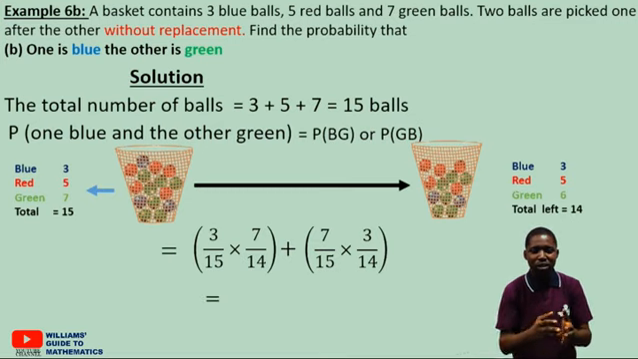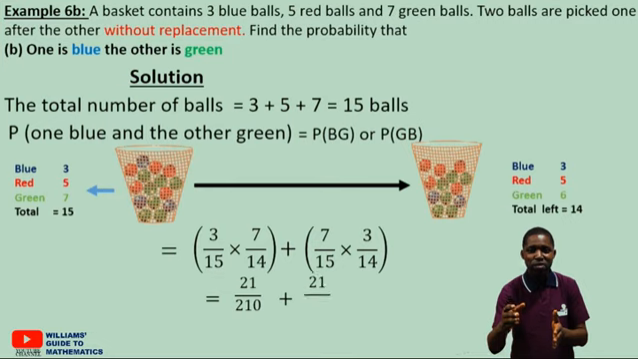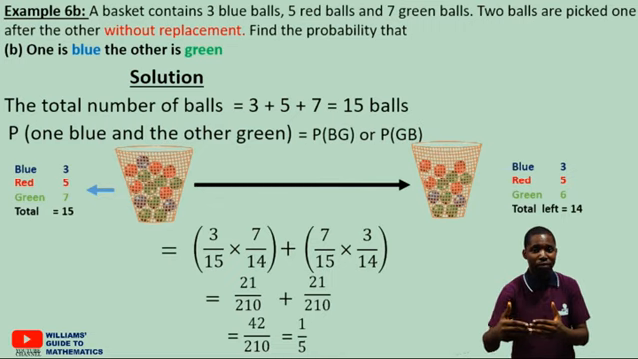What will that give me? 3 times 7 is 21. Now 15 times 14 is 210. So I have 21 over 210 plus 21 over 210. That is 42 over 210, which is 1 over 5.